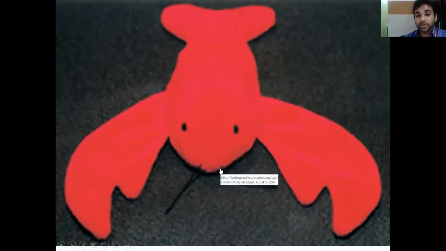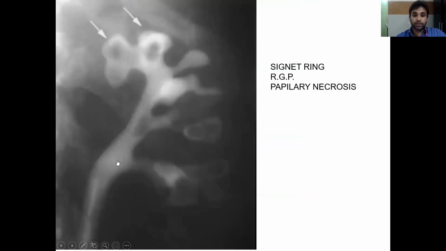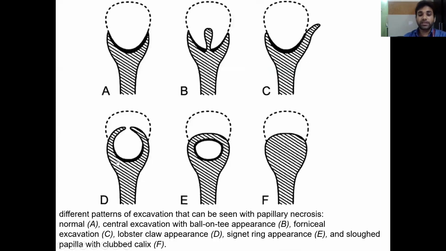This is lobster claw appearance. The image shows lobster claw appearance, papillary necrosis. So another one is RGP shows signet ring appearance in the left kidney, also a sign of papillary necrosis. These are different patterns of excavation that can be seen with papillary necrosis. A is normal, B central excavation with ball on T appearance, fornicial excavation, lobster claw appearance, signet ring appearance, and sloughed papilla with clubbed calyx.